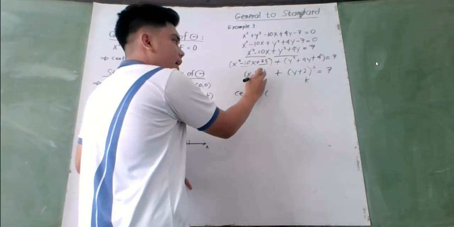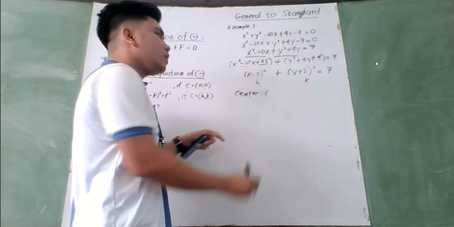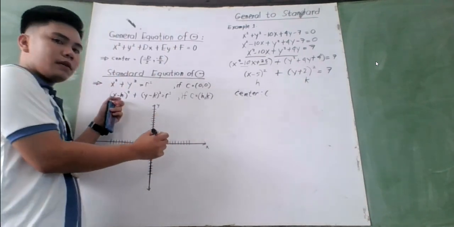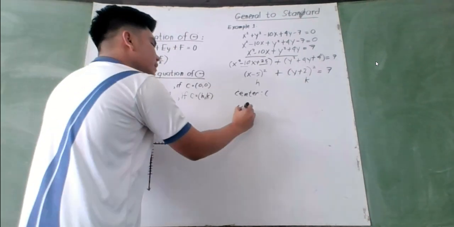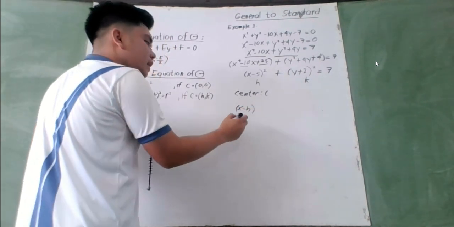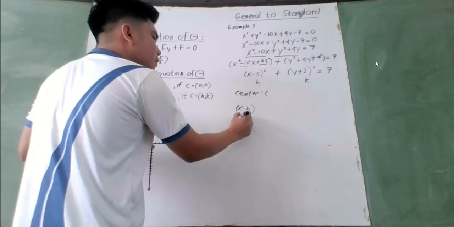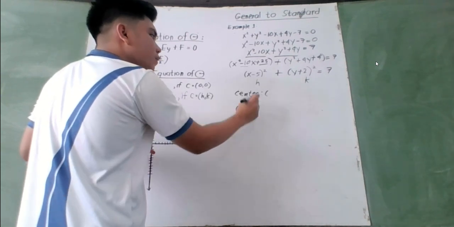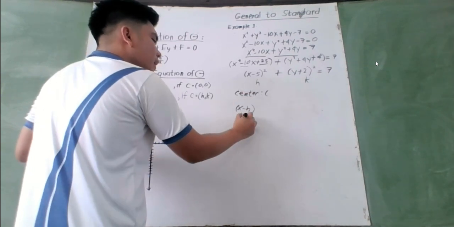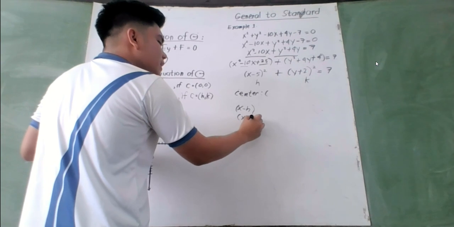This is positive 5. Okay? Take note that the original equation is x minus h. Let me do it again, or repeat it again, so that you will not be confused. X minus h, and we know that 5 can be positive 5.